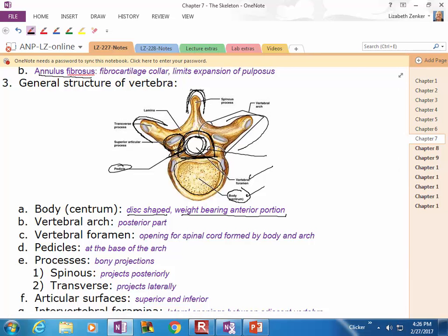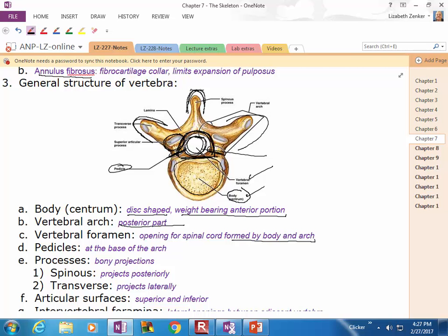The vertebral arch is the posterior part of the structure. That's this angle that we made there. The vertebral foramen is the opening for the spinal cord formed by the body and the arch, and it makes up the hole. Pedicles are at the base of the arch, here and here, one on each side. And this is where the arch stands on the body, so you could think pedicle, pedestal, or you could think pedicle and pedicure, like your feet, whatever works for you, right?